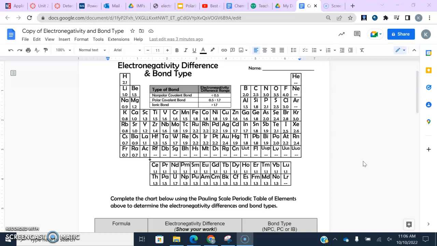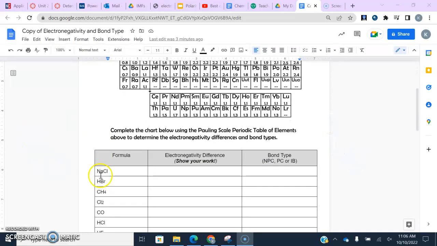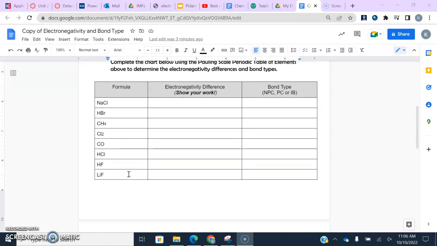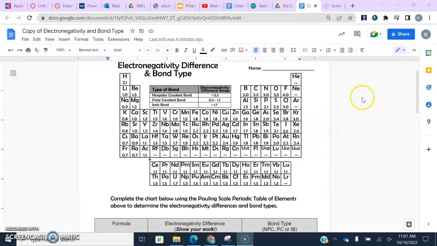Now, we should be able to tell just from looking at the formula whether or not the bonds are going to be ionic or covalent, because you guys know by now that ionic bonds form between a metal and a nonmetal. And then we know our covalent bonds form between two nonmetals. So just from looking at the formula at this point, we are able to do that. However, we're going to use the electronegativities today to help us determine the difference between the nonpolar and the polar covalent.